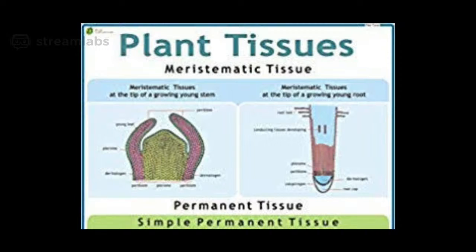Where do you find this meristematic tissue? These meristematic tissues are found very commonly at the apical region, root apex and shoot apex, and at the internodal region, in between the internodes. Anyhow, all these help in secondary growth, primary growth and apical growth.